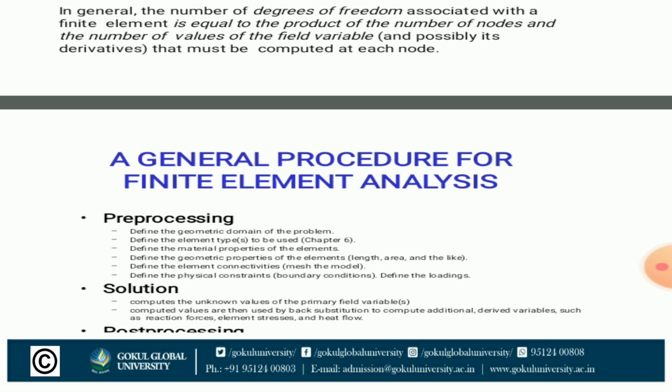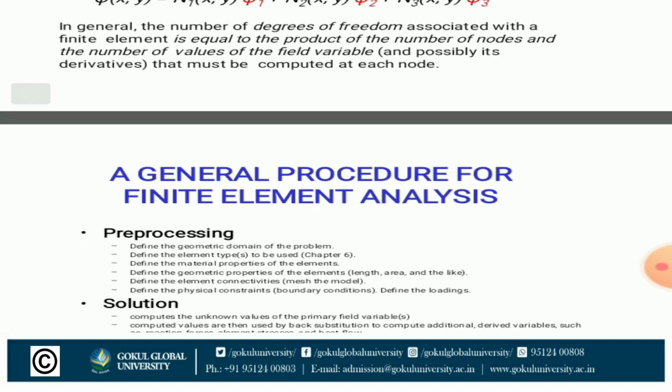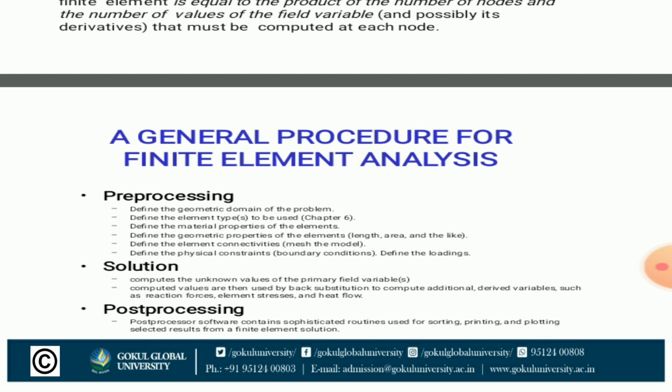Then the solution phase: the problems in finite element analysis. Compute the unknown values of the primary field variable. We know the unknowns are displacement, stress, strain and temperature, which are the basic primary field variables we calculate in common problems. Computed values are then used by back substitution to compute additional derived variables such as reaction forces, element stress and heat flow. These are the basic solution steps.